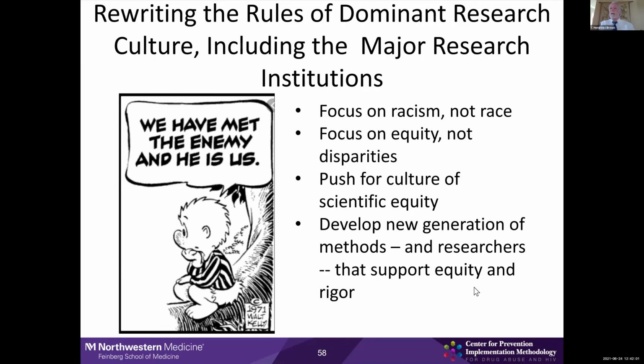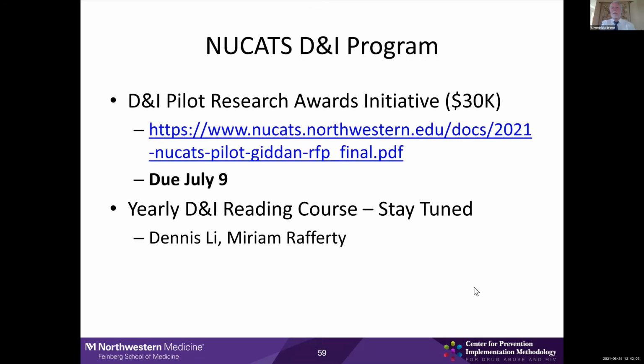So I mentioned, I'm going to end in here with pointing out that the NUCATS program does have a pilot research award of $30,000. It's due July 9th, and I'd like to have people apply for that. And there's also a dissemination and implementation reading course that we've had 3 of them so far in here, and we plan to have others.